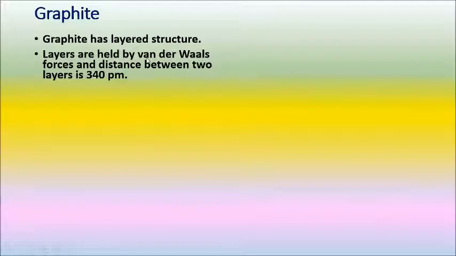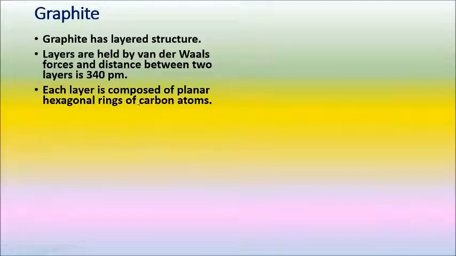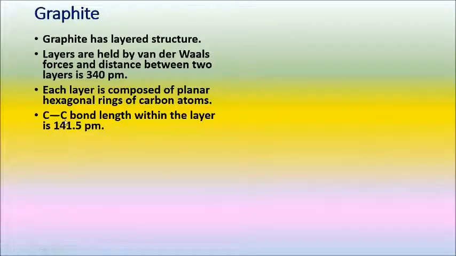Now, let's see graphite. How is the structure? It has a layered structure, and these layers are held by weak van der Waals forces. The distance between the two layers is 340 picometer. Each layer is composed of planar hexagonal rings of carbon atoms. That is, the carbon-carbon bond length within the layer is 141.5 picometer.